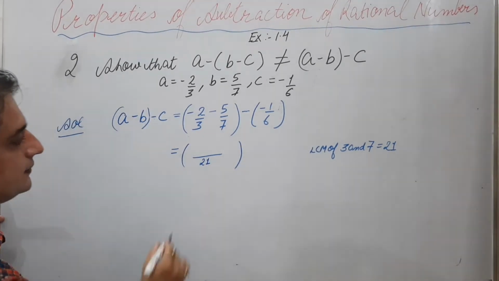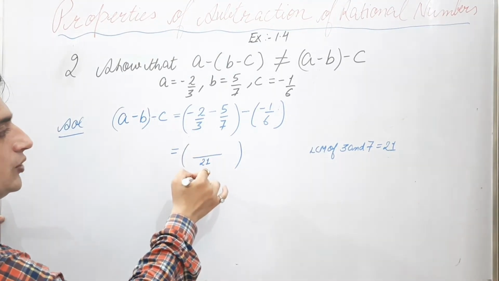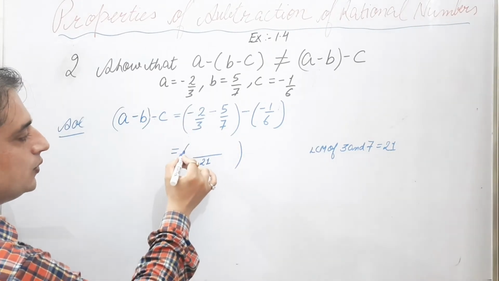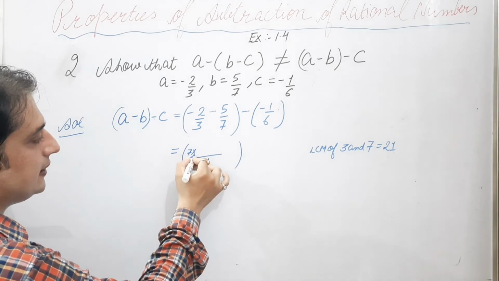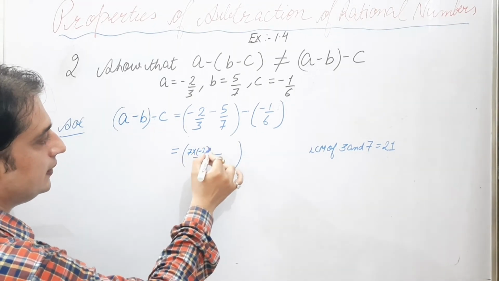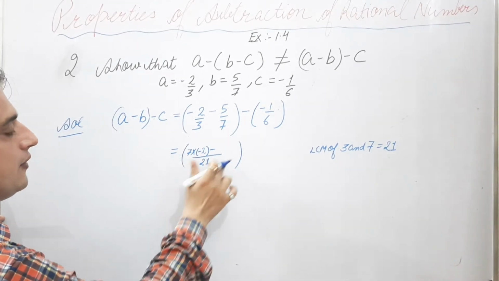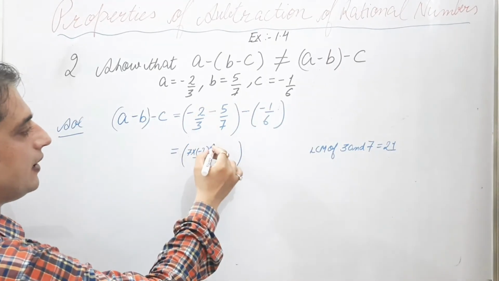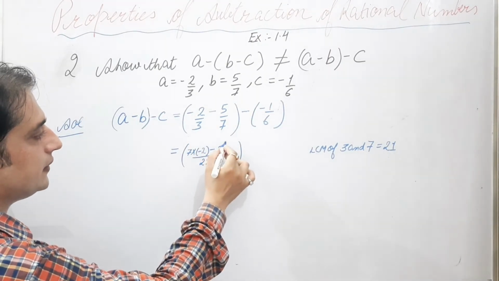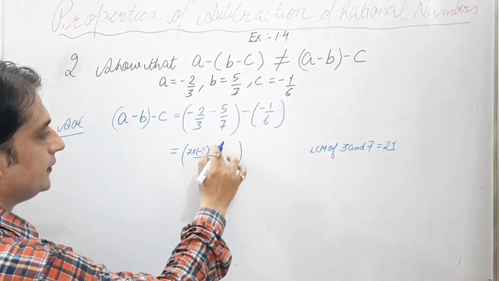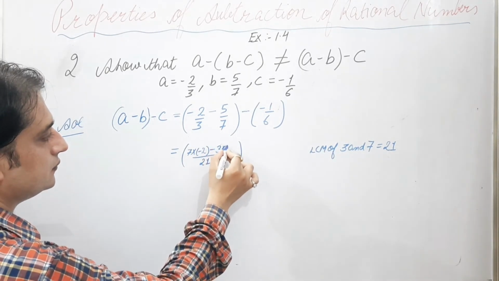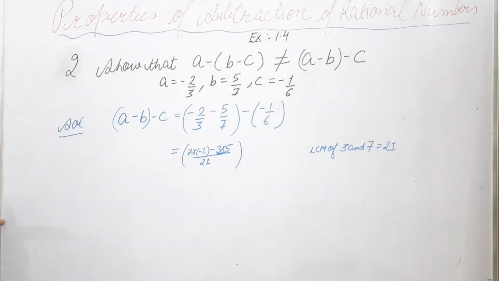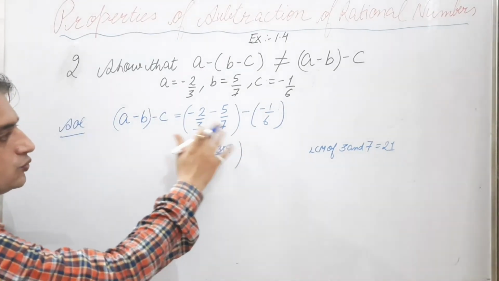Again repeat the steps. 21 divided by 3, the quotient is 7, multiply with minus 2, that is 7 multiply minus 2, okay, minus 14. 21 divided by 7, the quotient is 3, multiply with 5, that becomes 15. Right? So this is the simplification of these two rational numbers.